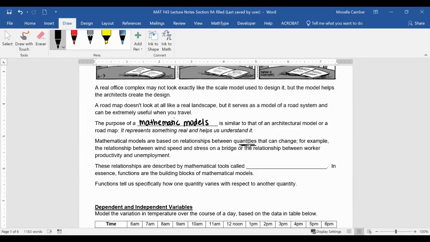So we're going to take these mathematical models and we're going to create what we call functions. This is going to tell us the relationship between those two quantities that we're looking at, and models are built up on these functions. So some aspects of functions.